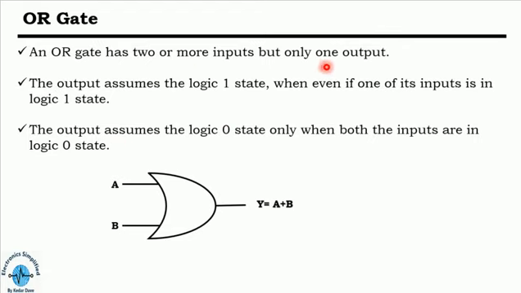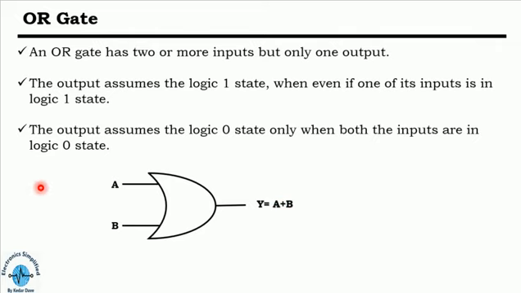OR gate has 2 or more inputs but only one output, same as the AND gate. Output assumes the logic 1 state when even one of its inputs is in logic 1 state. Output assumes the logic 0 state only when both the inputs are in logic 0 state. So this is the basic function of the OR gate, and the plus sign will represent the OR operator.